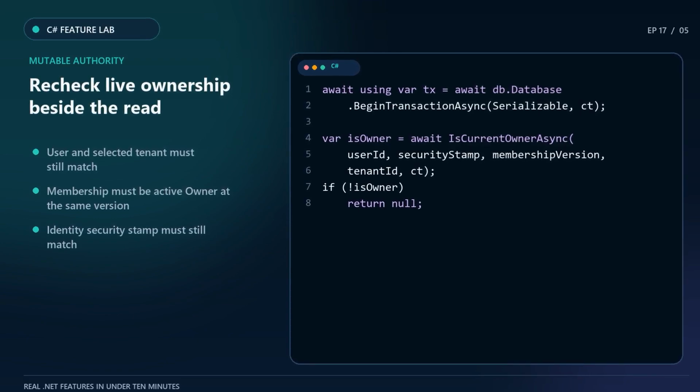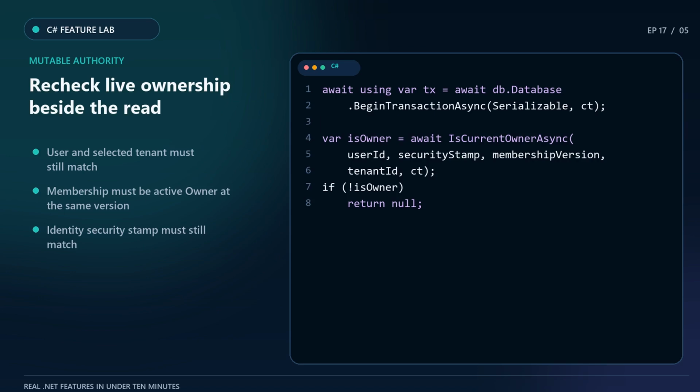Workspace authority can change afterward. The store therefore opens a serializable read transaction and reuses the same live owner query as issuance and cancellation. The user must still exist with the selected tenant, the membership must still be active with the owner role and expected version, and the identity security stamp must still match.